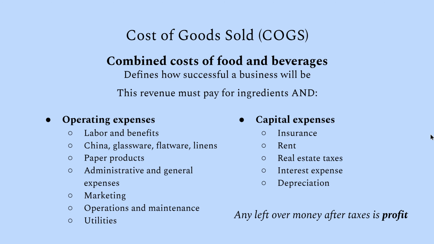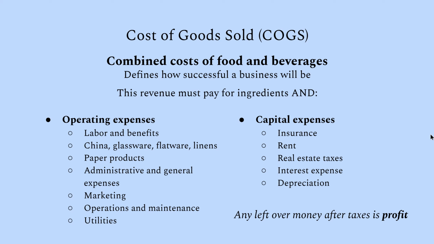So this is our cost of goods, aka COGS, cost of goods sold. This is the combined cost of food and beverages. This is going to define how successful a business will be. And this revenue must pay for ingredients and the operating expenses and the capital expenses.